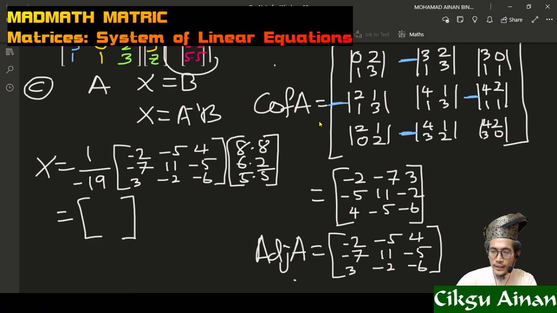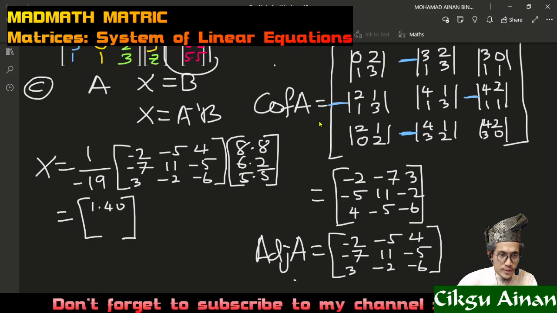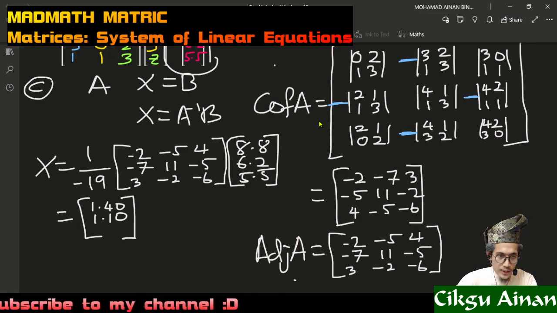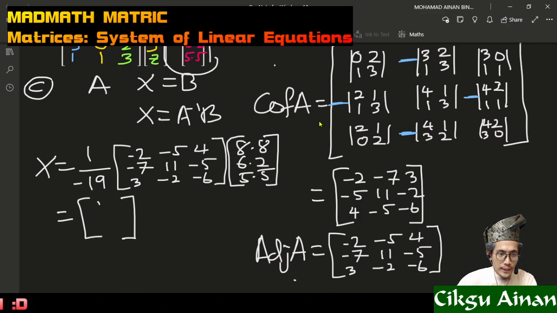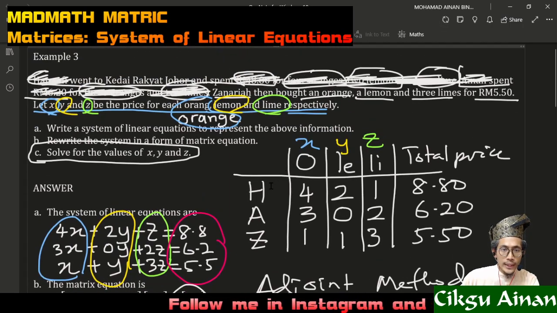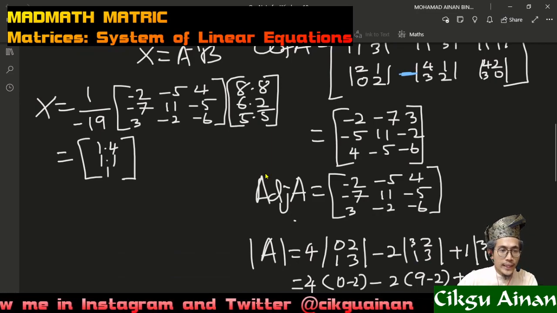You might get a fraction, but since it's a currency, it's a ringgit, so you can write it in this form. So 1.40, and then 1.10, and then you get 1. Or maybe better still, if you use a calculator, you might get 1.1 and 1. But since we know what x, y, and z are already, we have to specify.